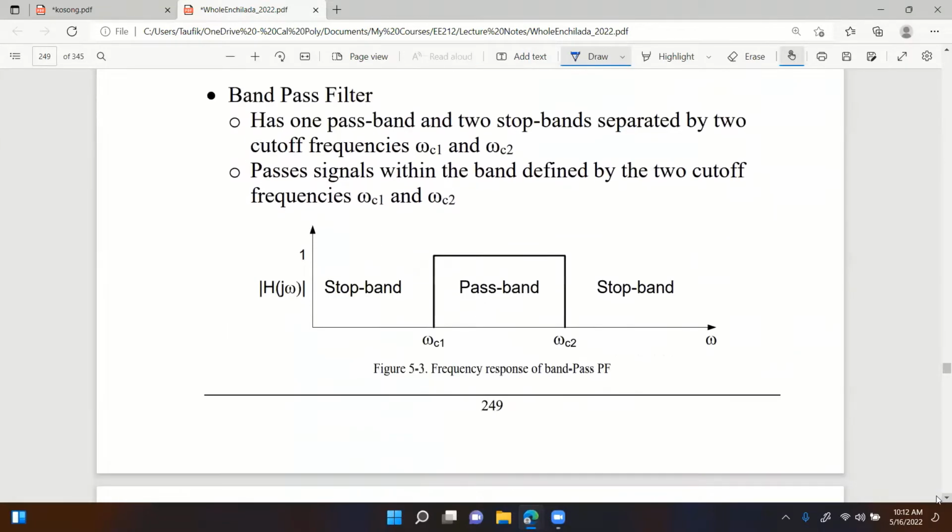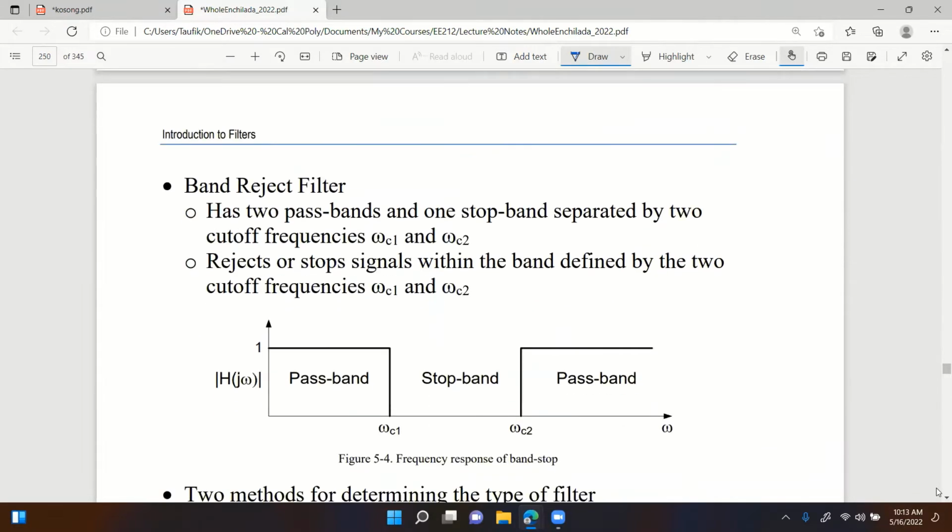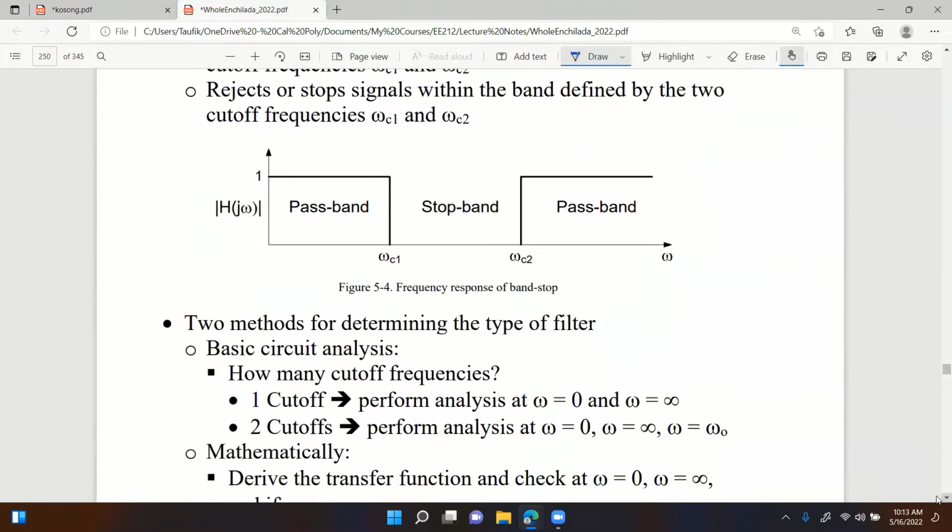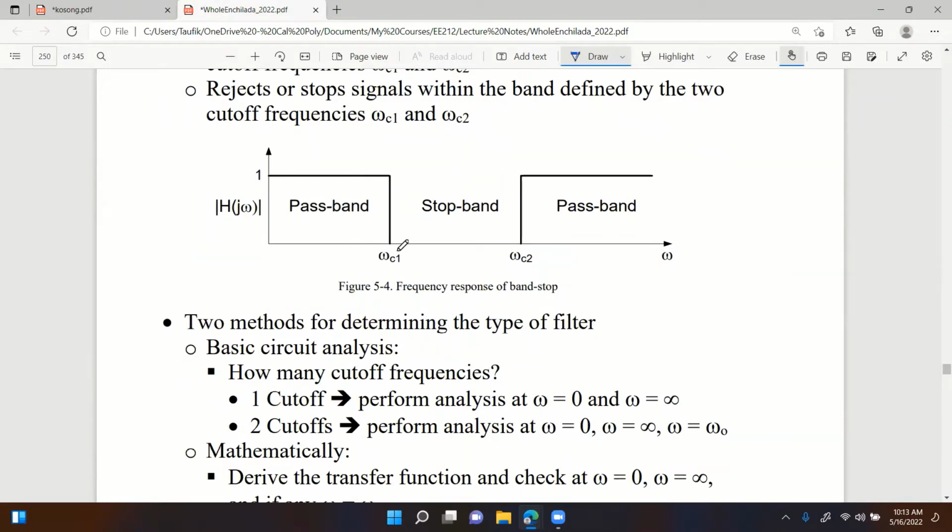And then band pass has two cutoff frequencies, two limits, because you have two stop bands and one pass band. So stop band first, pass band, and then stop band, again with two cutoff frequencies. And then finally, we have the band reject, where we have, again, two cutoff frequencies, just like band pass. But now you have two pass bands instead of one, and one stop band instead of two, so it's the total opposite of band pass. Pass band first, then stop band, and then pass band again.